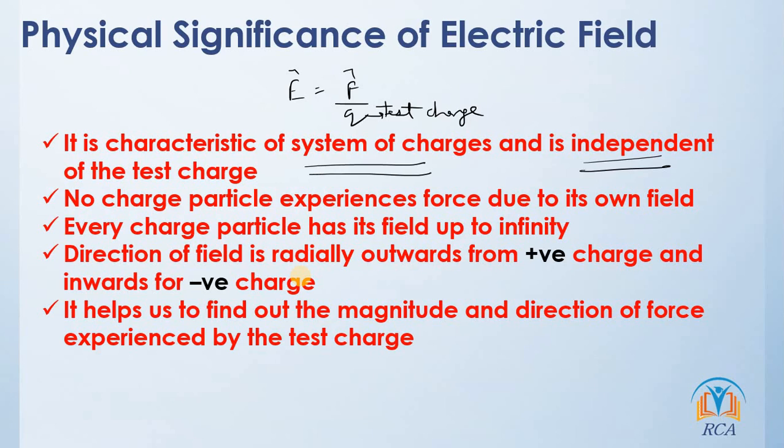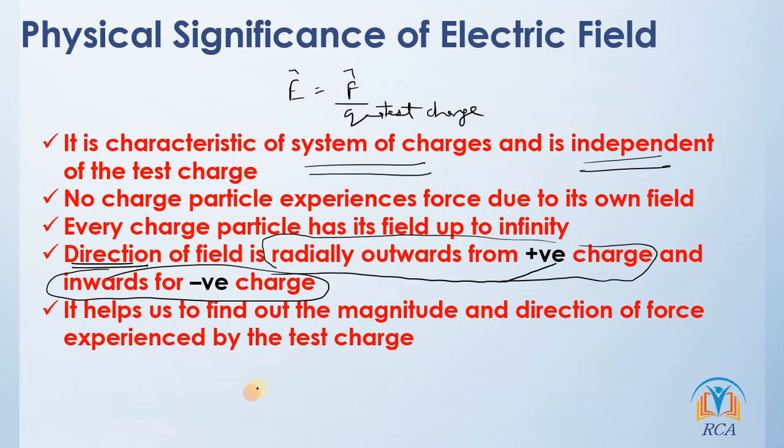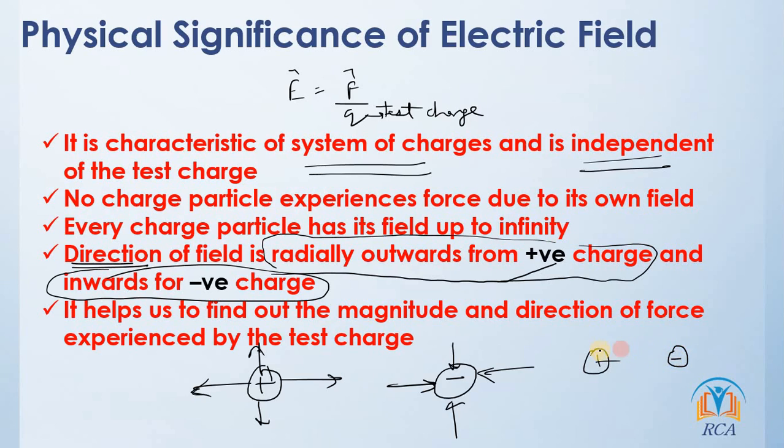Then the important point, the direction of the field. This is really important. What is the direction of the field? It is always radially outwards for a positive charge, and it's always inwards for a negative charge. That means the electric field intensity will always go away from the positive charge and towards a negative charge. So if there is a system of positive and negative charges, then the field will always go from positive towards negative. It will be outside for positive and inside for negative.